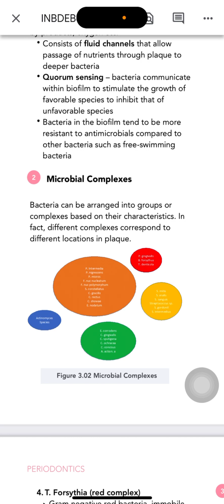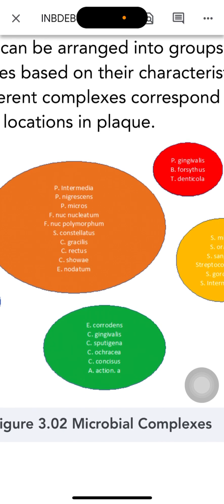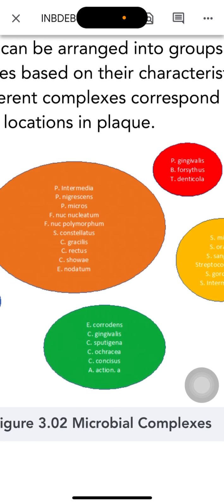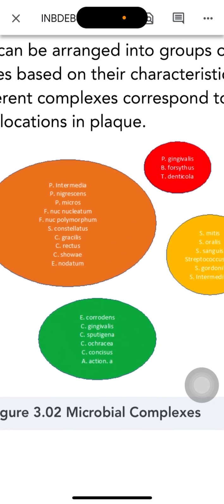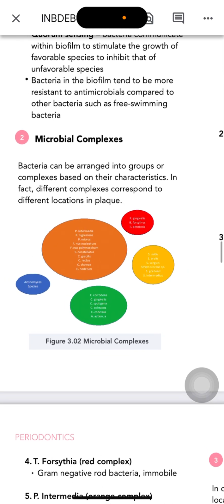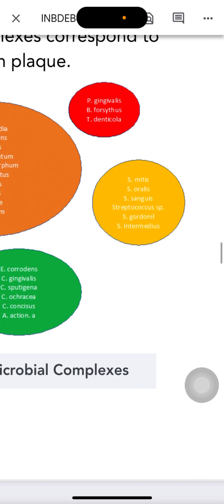Microbial complexes. Bacteria can be arranged into groups or complexes based on their characteristics. In fact, different complexes correspond to different locations in plaque. Intermediate microbial complexes.